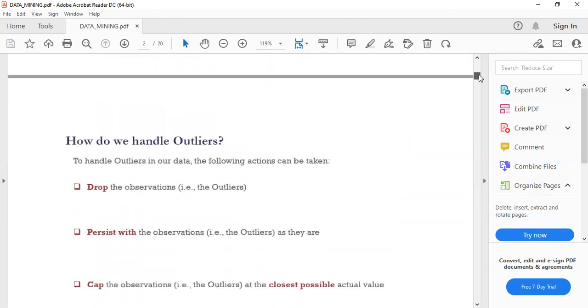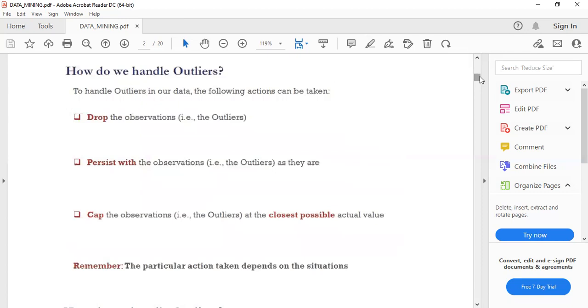Understood? So how to handle these outliers? To handle outliers in the given data set, the following actions can be taken. Drop the observation, so there is a chance of losing values. In order to retain the values, you don't drop values. That is not a good way to handle data.